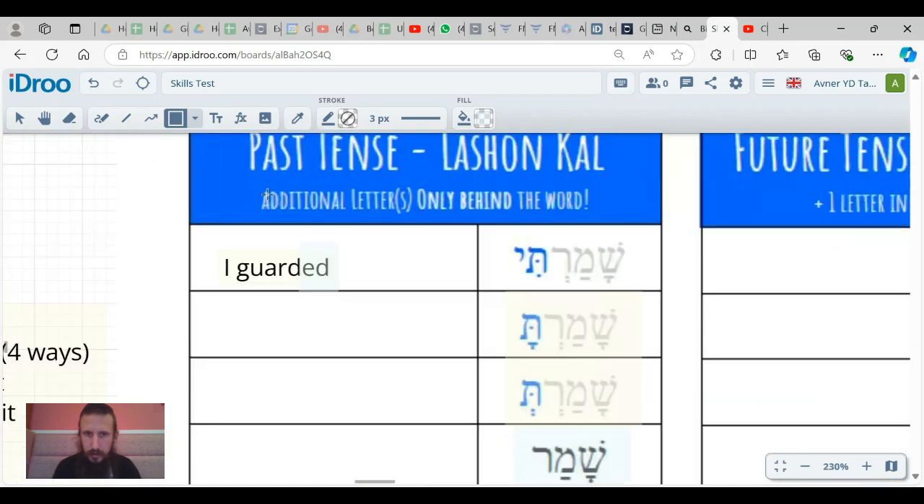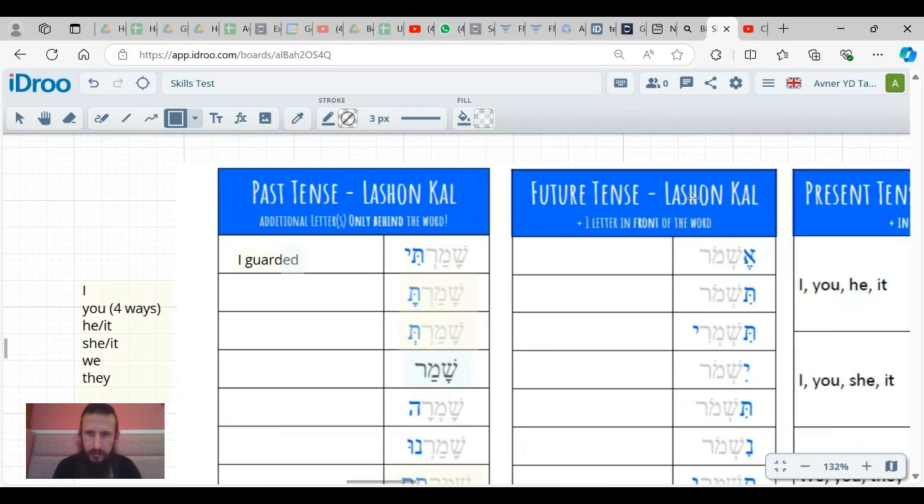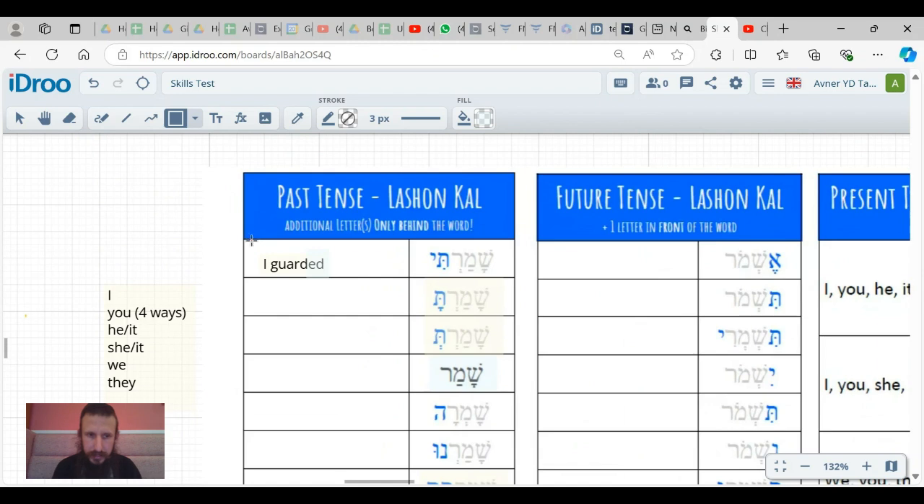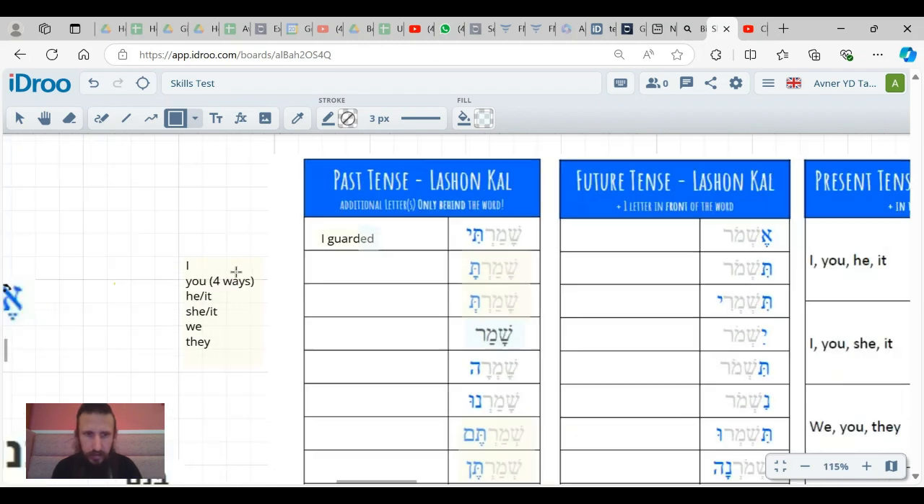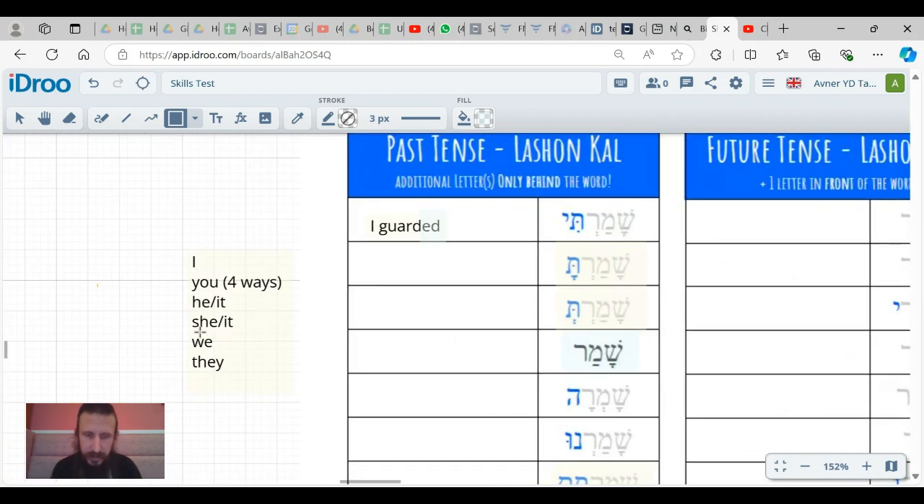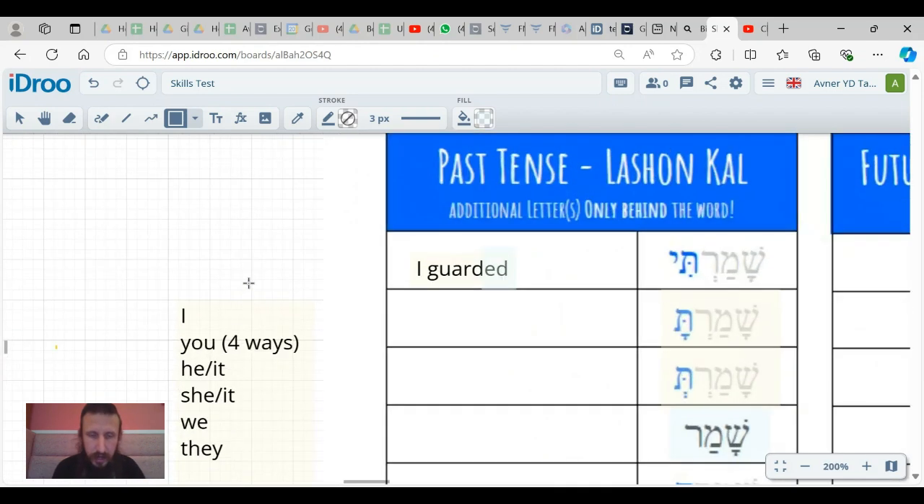Okay, next one. Past tense versus future tense. Past tense and future tense, there are one, two, three, four, five, six possible pronouns to describe what someone is doing. Every action word in Hebrew always has three elements to it that you need to be able to find, as long as it's not in the command form.